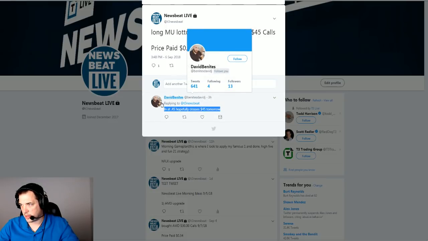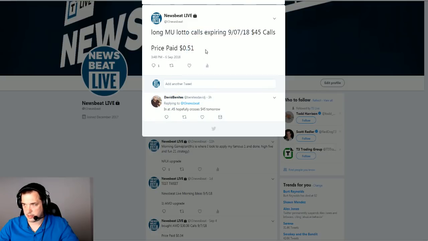He's a new member on the thing, and he's going to be happy tomorrow morning when he comes in and sees his Micron, considering if they gap it up like this.